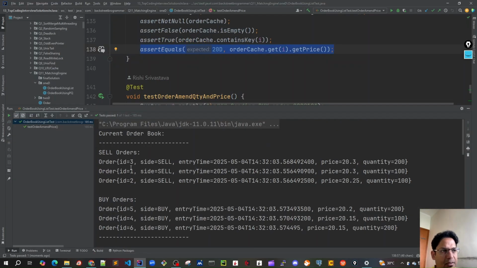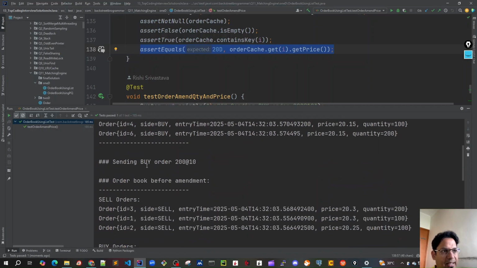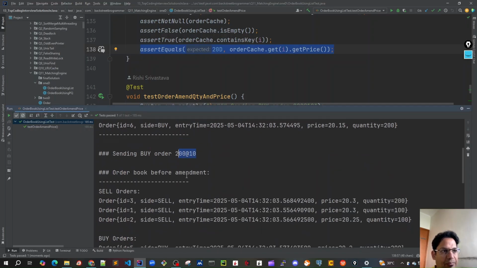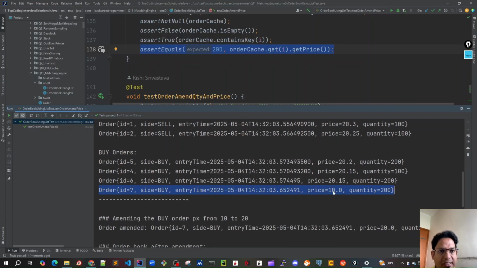So it's working as expected. First of all, we set our order book with 3 sell orders and 3 buy orders. Then I send a new buy order of 210. In the order book before amendment, we can see that this new order has been placed at the bottom of our buy order book because the price is quite less, right? So based on price time priority, it should be placed last.